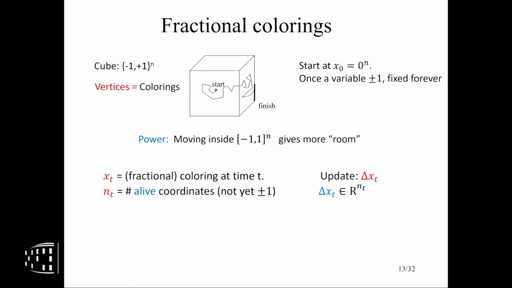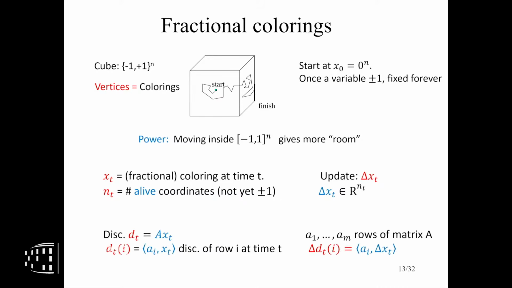Just to set up some notation, this algorithm will evolve the coloring over time. So x of t will denote the coloring vector at time t. An important parameter will be how many variables are still alive. Once a variable reaches plus or minus 1, we don't touch it, so we keep making progress. n_t will keep track of alive coordinates, which keeps decreasing over time. And the update at time t is just delta x_t.